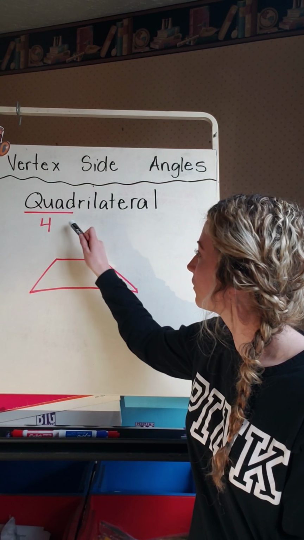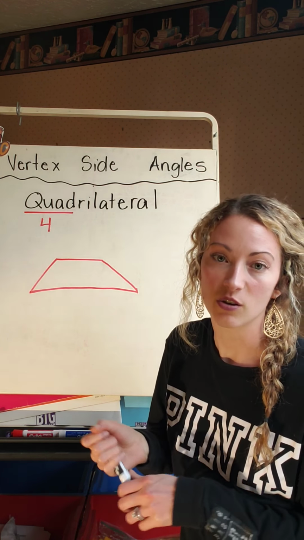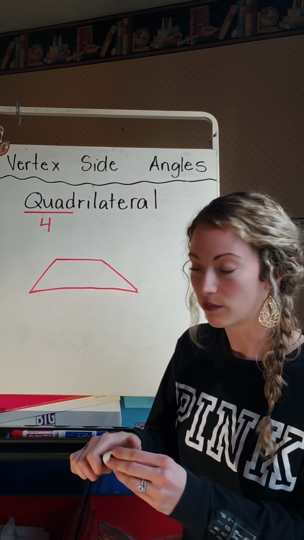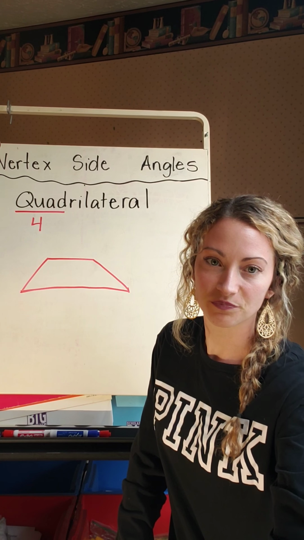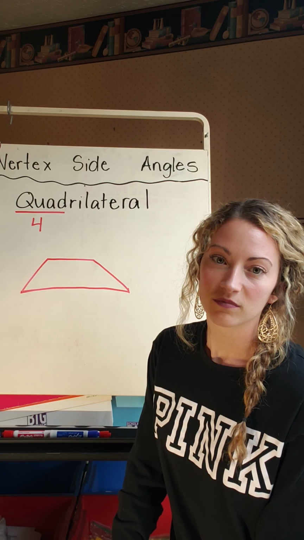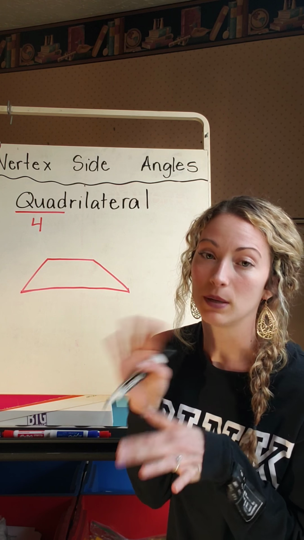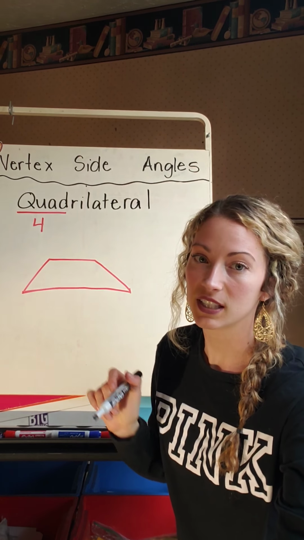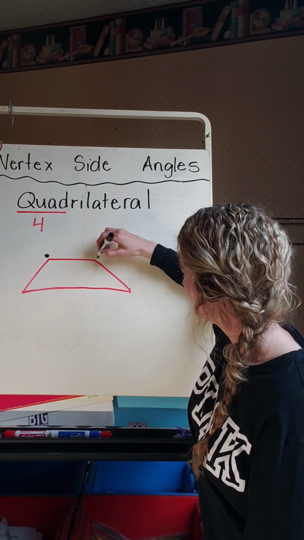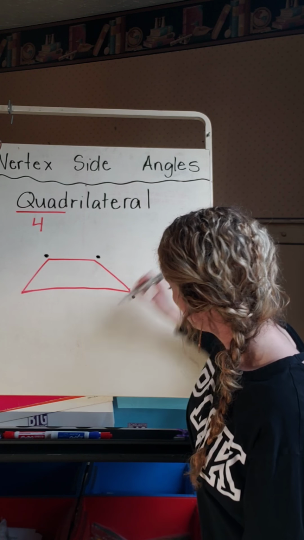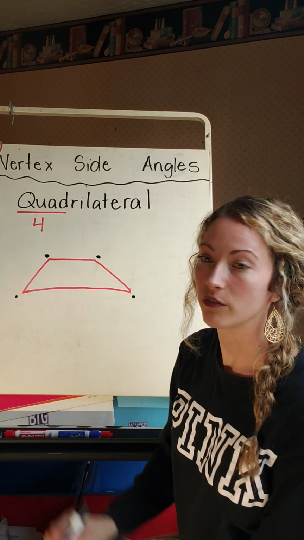So quadrilateral has 4 sides. Let's see if this meets those attributes. So I'm going to find how many vertices we have. What are vertices again? They're the points of the shape, how many points they have. So we're going to find the vertices. 1, 2, 3, 4. So this shape has 4 vertices.